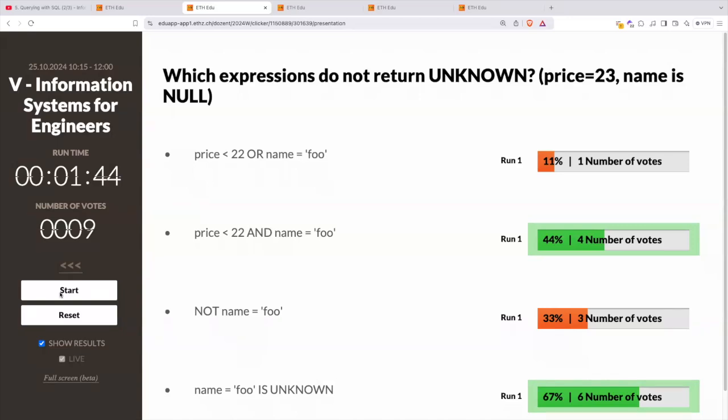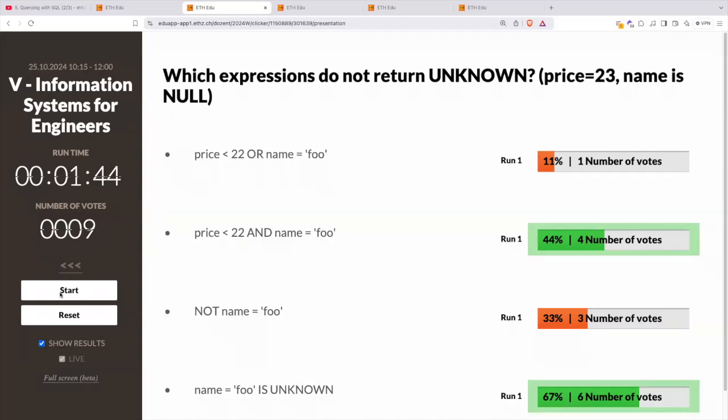Then price smaller than 22 and name equals foo. Why do we know the value? What is the value of that? Yeah, exactly. So price lower than 22 is false and something else, but it doesn't matter what there is after the and, right? You're asking for a lot of things to happen and you already know the first thing doesn't. So you don't even need to look at the rest. You already know it's false. So this is why we don't even care if name is foo or not. It's anyway not true that price is less than 22. So this one is actually false.